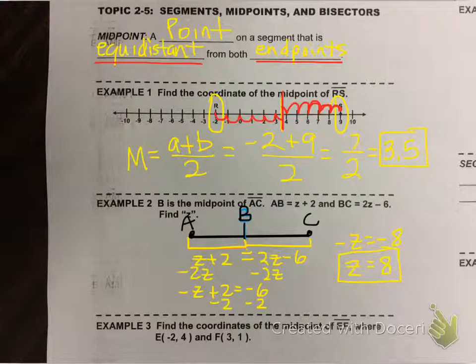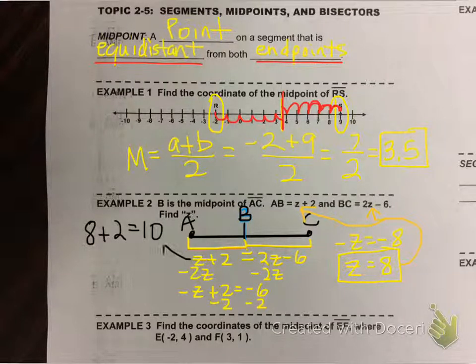And make sure you check your work, guys. All right? Make sure you check it. The way we check it is because I know if I put this z here, this 8, in place of z both here and in place of it here, I'm going to have the same thing. All right? So substituting that in, I've got 8 plus 2, which is 10.